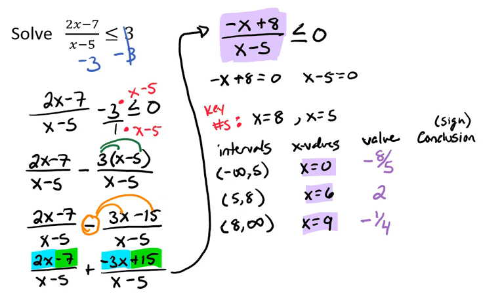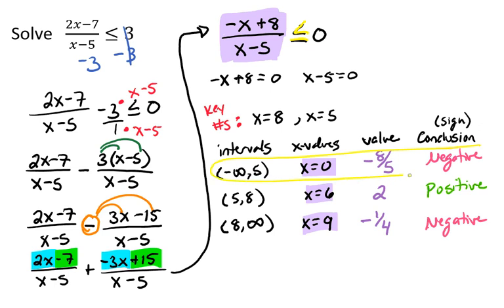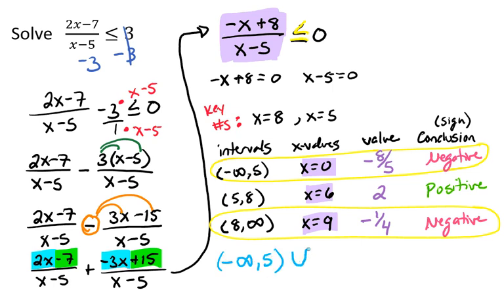And so now we can look at our signs. We're going to have a negative portion here and here, because those are negative numbers. And then at 2, we're going to have a positive. And because our inequality was less than or equal to 0, we're looking for our negative intervals. And so we can write down the intervals negative infinity to 5, unioned with the interval from 8 to infinity.